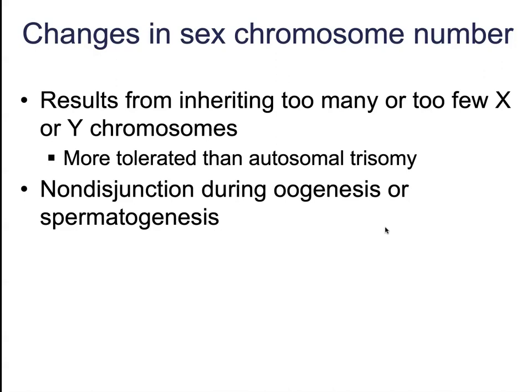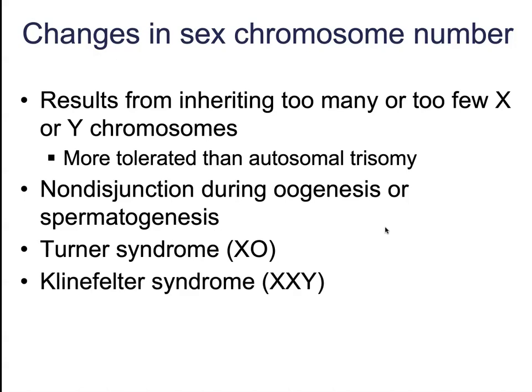So this typically happens during nondisjunction, during oogenesis or spermatogenesis. In our example shown, we showed nondisjunction with oogenesis, but it can occur in spermatogenesis as well. Turner syndrome is an example of changes in the sex chromosome number. So Turner syndrome is caused by a female with a single X chromosome. Typically, we see that individuals with Turner syndrome tend to be shorter, with a broader chest and widely spaced nipples. They can be of normal intelligence and function pretty well with hormone therapy.